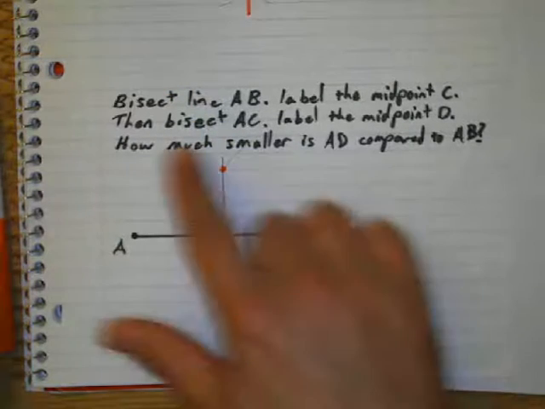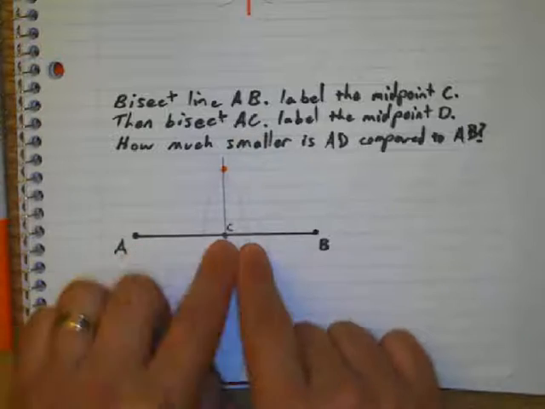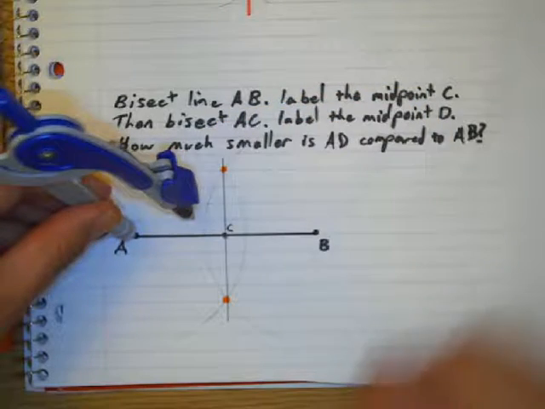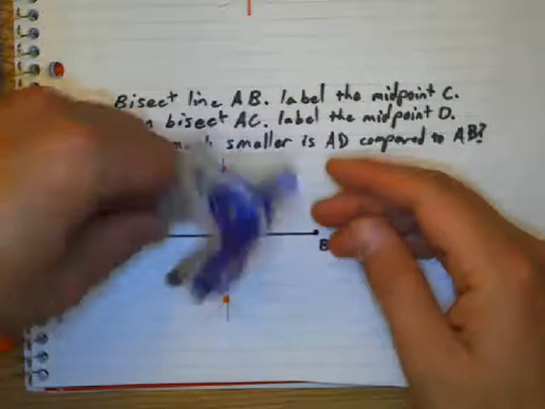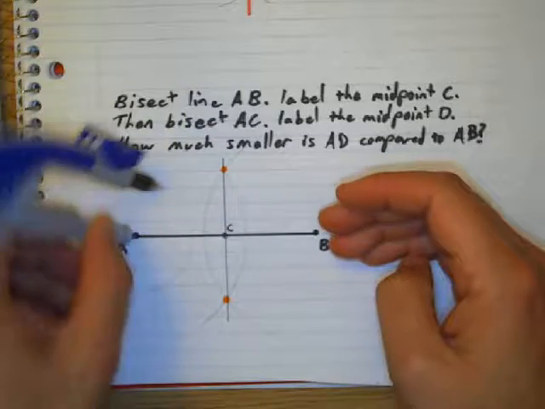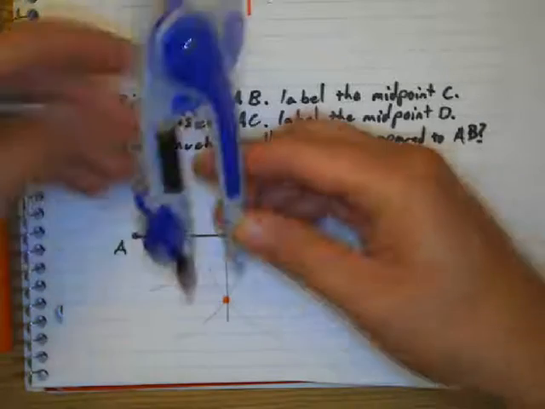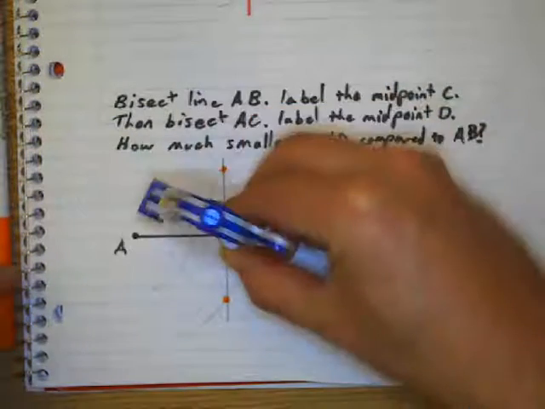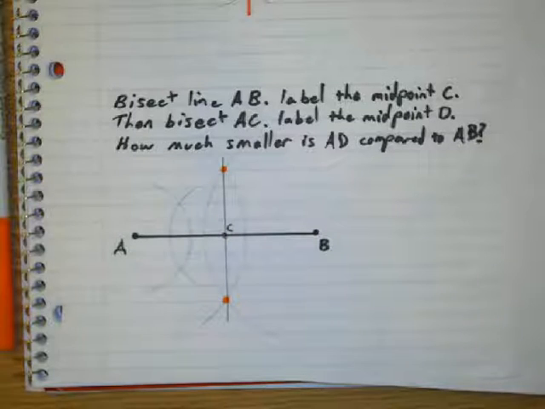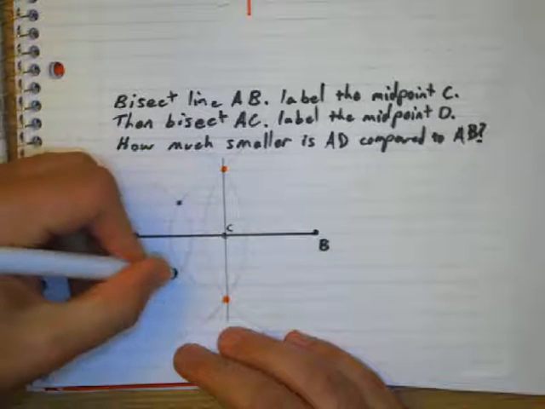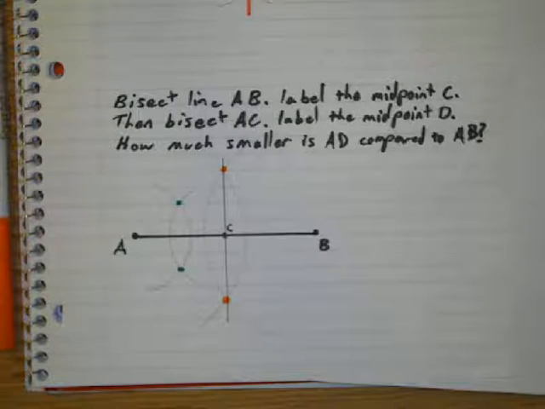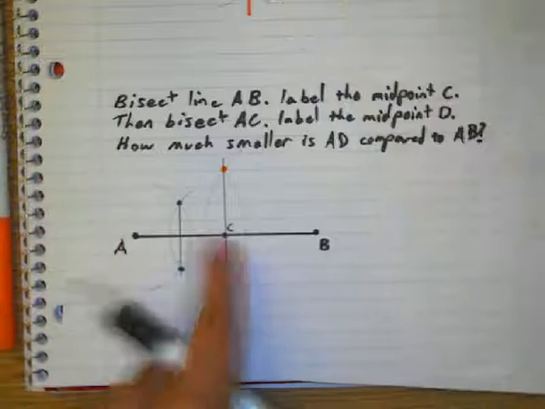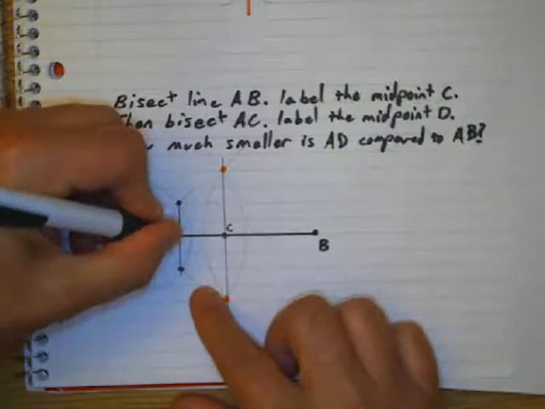Okay, now I'm going to bisect AC. I'm going to cut this line in half. So I'm going to get my sharp point. I'm going to make this a little bit smaller. And I'm going to draw an arch here. And I'm going to draw another arch here. And where those 2 lines intersect, right here and right there, I'm going to draw a line. And basically I've cut AC in half, and we're labeling this point D.